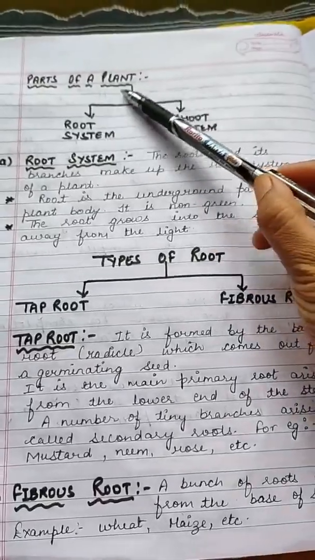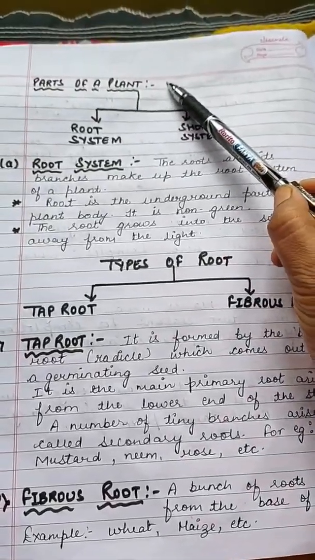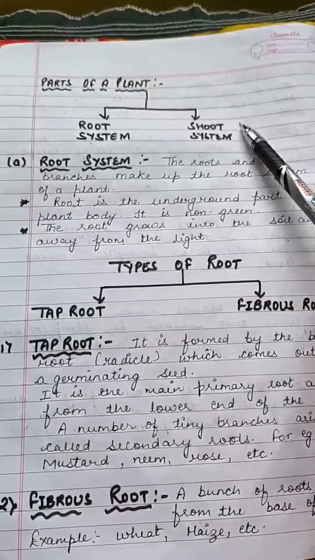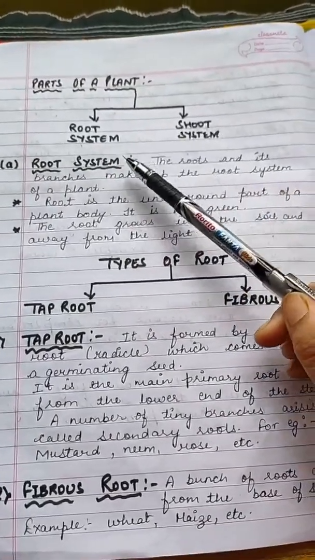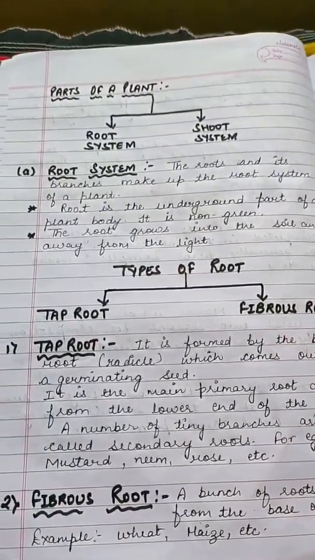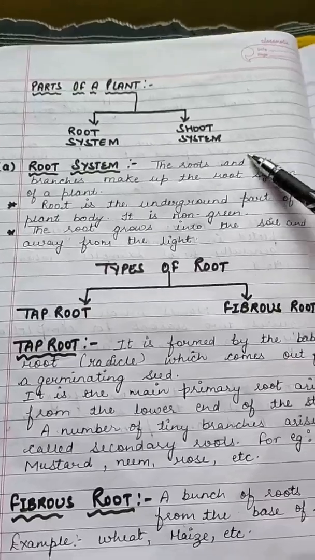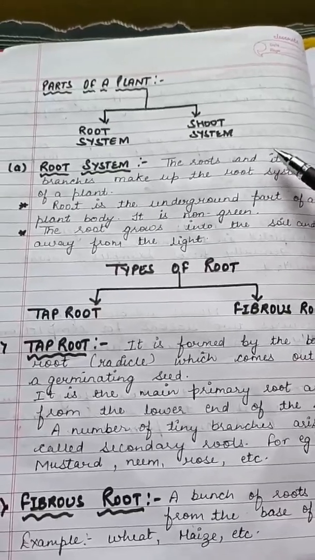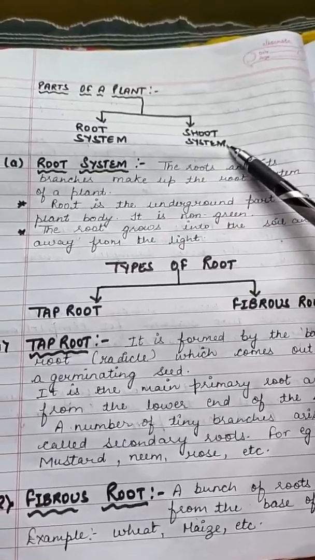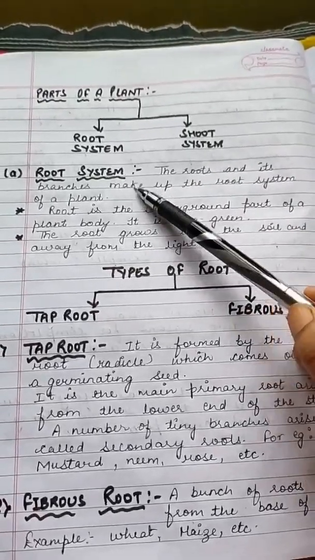Next is parts of a plant. A plant is divided into two systems. Number one is root system and number two is shoot system. The part of a plant which is below the ground is known as root system, and which is above the ground is known as shoot system. So number one is root system.